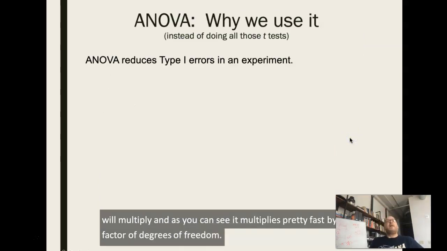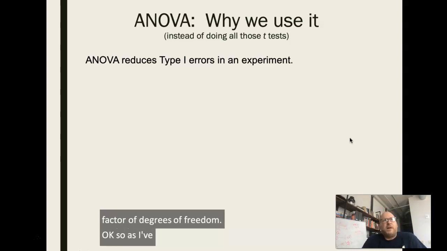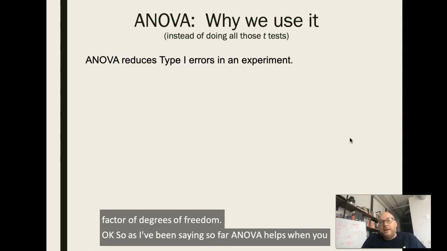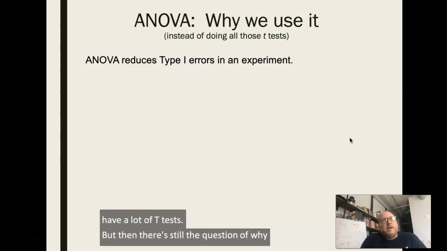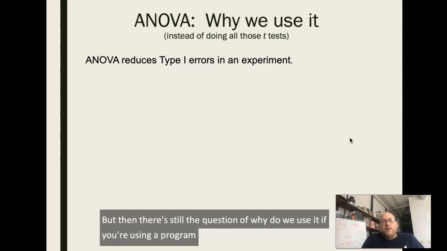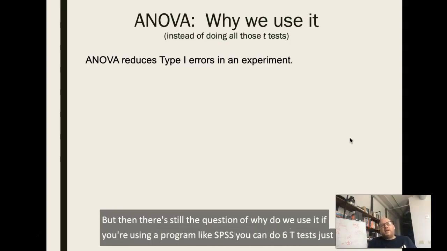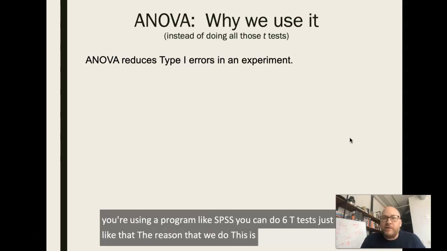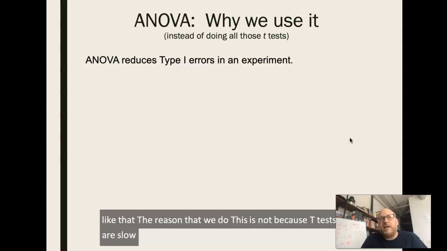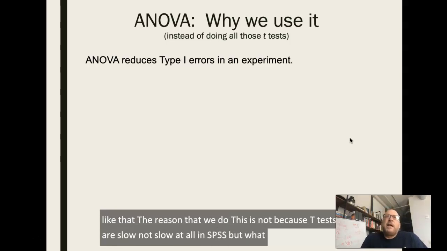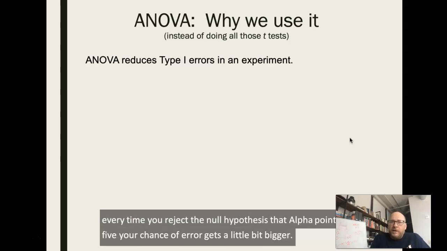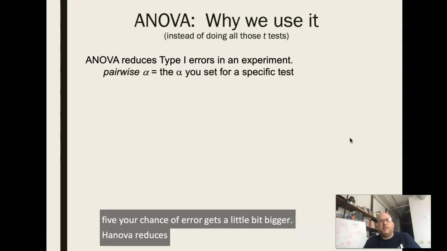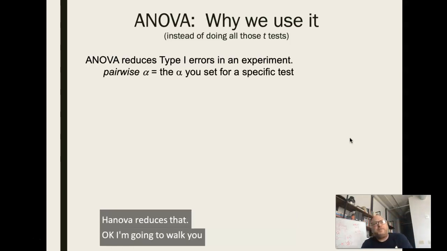Okay, so as I've been saying so far, ANOVA helps when you have a lot of t-tests. But then there's still the question of why we use it. I mean, if you're using a program like SPSS, you can do 6 t-tests just like that. The reason that we do this is not because t-tests are slow. They're not slow at all on SPSS. What happens is that every time you reject a null hypothesis at alpha 0.05, your chance of error gets a little bit bigger. ANOVA reduces that. I'm going to walk you through how this happens.